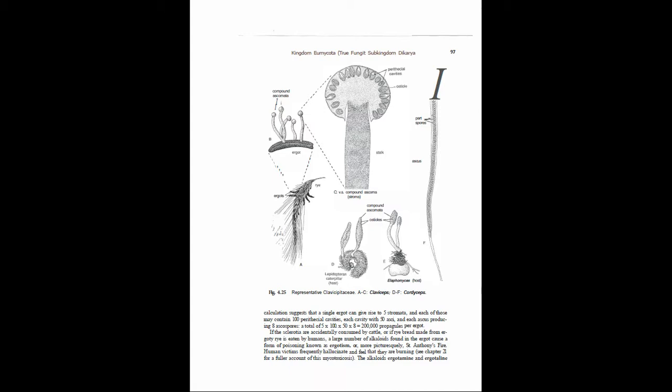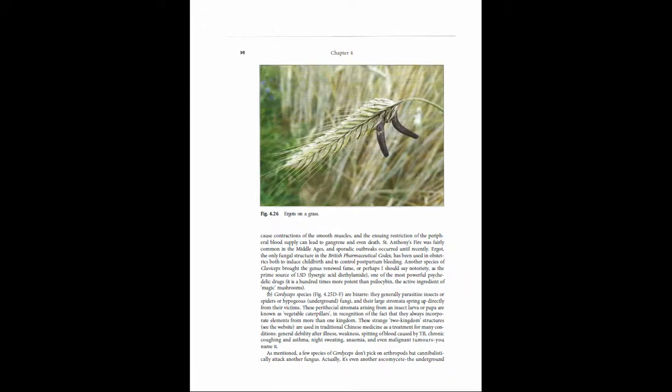The alkaloids ergotamine and ergotyline, Chapter 4, Fig 4.26, ergots on a grass, cause contractions of the smooth muscles, and the ensuing restriction of the peripheral blood supply can lead to gangrene and even death. St. Anthony's fire was fairly common in the Middle Ages, and sporadic outbreaks occurred until recently.